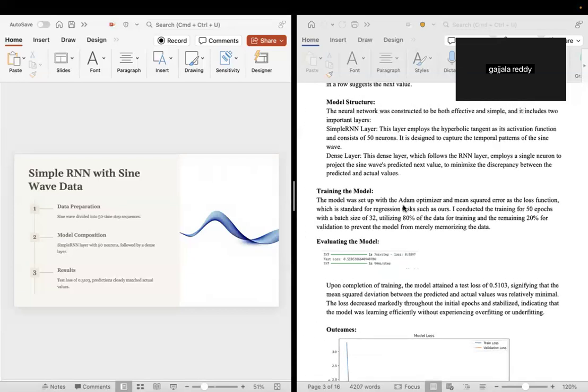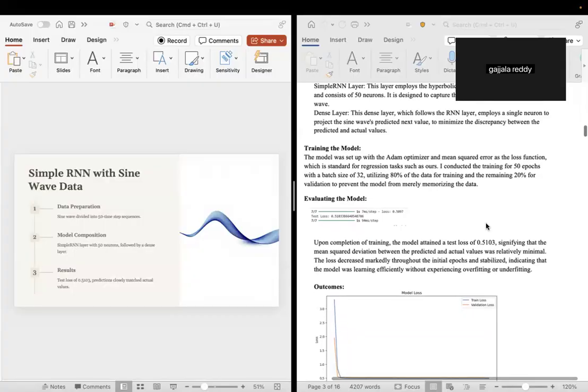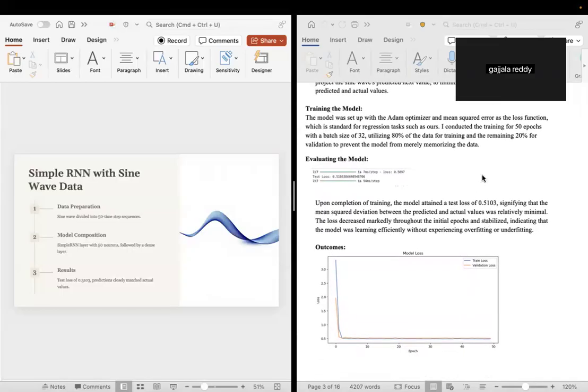Next, training the model. The model was set up with the Adam optimizer and mean squared error as the loss function, which is standard for regression tasks such as ours. I conducted the training for 50 epochs with a batch size of 32, utilizing 80% of the data for training and the remaining 20% for validation to prevent the model from memorizing the data.